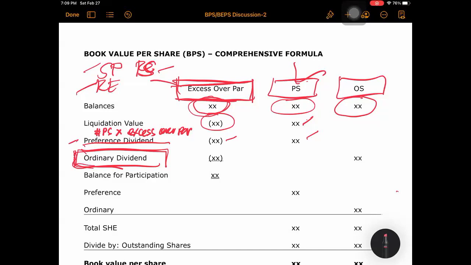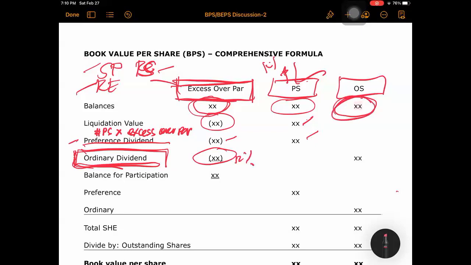So ordinary dividend, how do we compute this amount? Since this is only applicable if the preference share is participating, just copy the rate of the preference share. Okay. So, to compute the ordinary dividend, just copy the percentage of the preference share. Let's say 12%. So, 12% times the amount of the ordinary share capital.